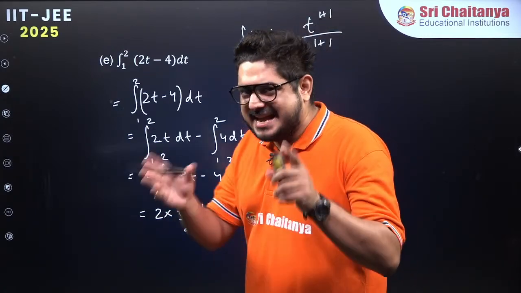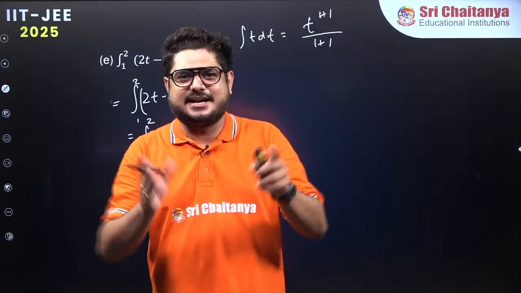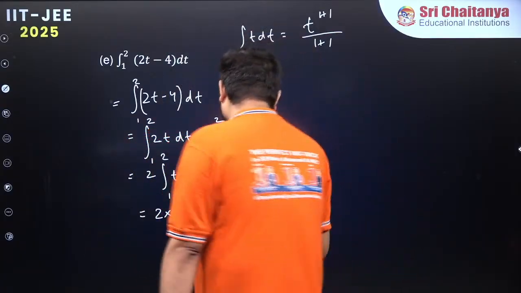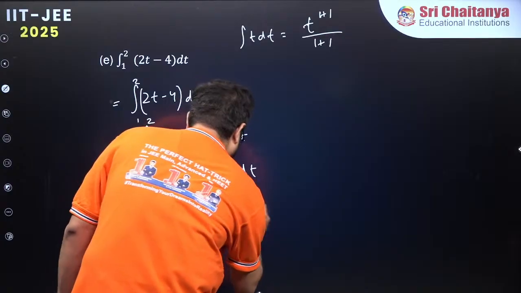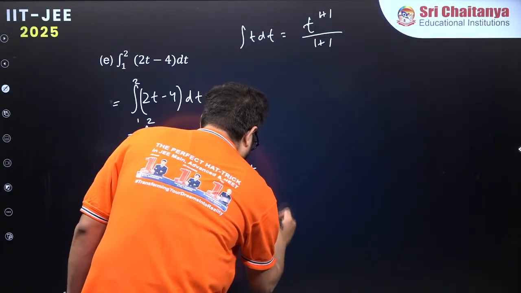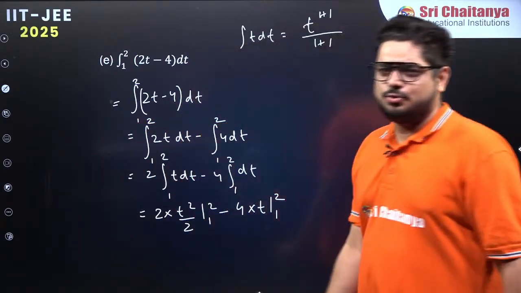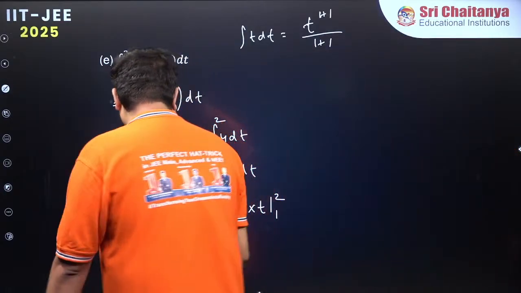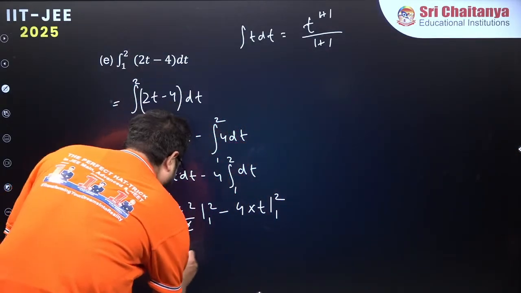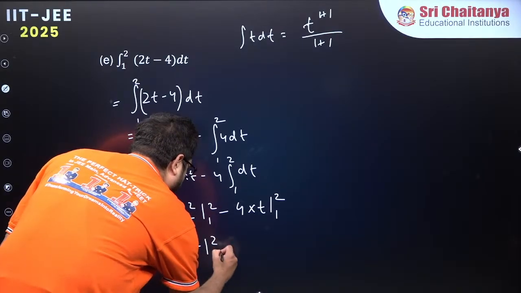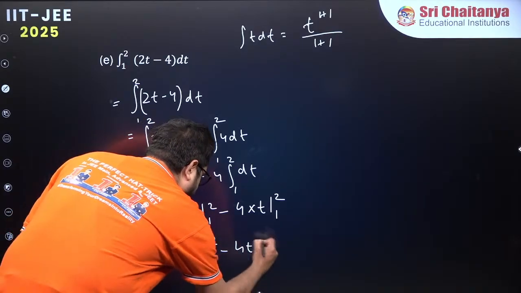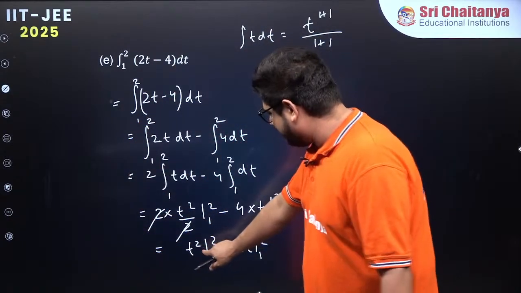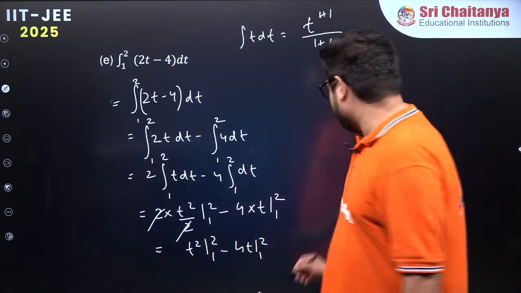Integral of dx was x. Integral of dz was z, isn't it? So over here it's going to be t itself. So we'll write it down with limits 1 to 2. Now what needs to be done? You are going to be cancelling out this 2. As a result, I will be getting t square, limits 1 to 2, minus 4t, limits 1 to 2. Do put the limits and tell me what you are going to get. Upper limit minus lower limit, isn't it?